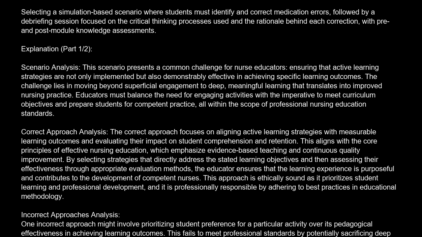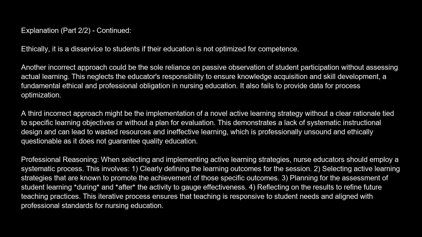Incorrect approaches analysis. One incorrect approach might involve prioritizing student preference for a particular activity over its pedagogical effectiveness in achieving learning outcomes. This fails to meet professional standards by potentially sacrificing deep learning for superficial engagement. Ethically, it is a disservice to students if their education is not optimized for competence. Another incorrect approach could be the sole reliance on passive observation of student participation without assessing actual learning. This neglects the educator's responsibility to ensure knowledge acquisition and skill development, a fundamental ethical and professional obligation in nursing education. It also fails to provide data for process optimization.